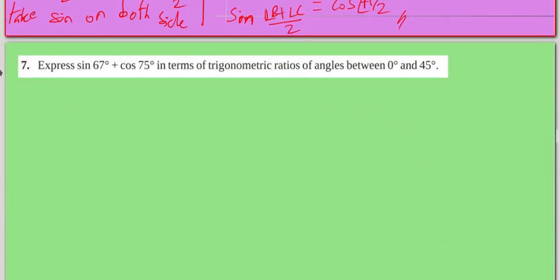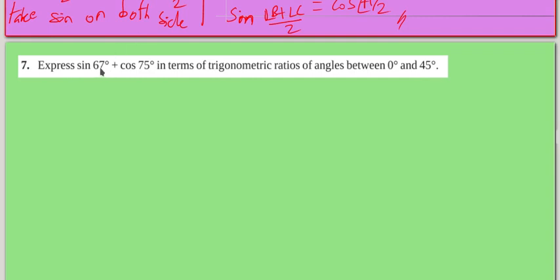Okay. Now express sine 67 plus cos 75 in terms of trigonometric ratios of angles between 0 degrees and 45 degrees. These values we have to express in terms of angles in between 0 and 45 degrees.